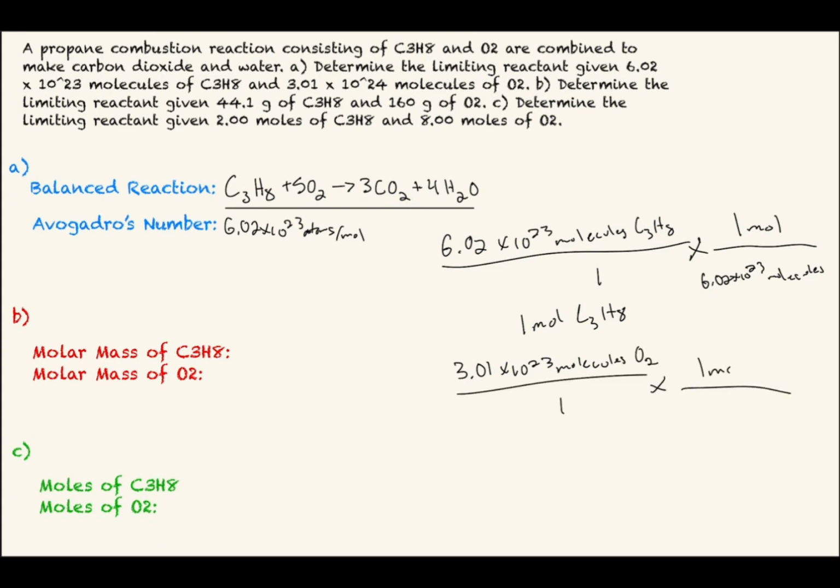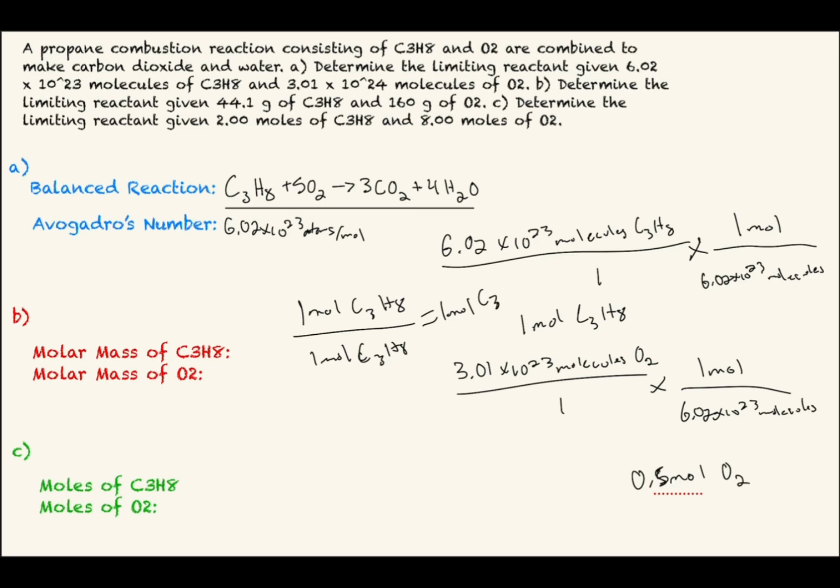And then we just need to do 1 mole divided by 6.02 times 10 to the 23 molecules. And that just gives us 0.5 moles of O2. And from here, we just need to use a balanced chemical equation. So we'll do 1 mole C3H8 divided by 1 mole C3H8, just giving us, pretty simple, 1 mole, right? And that's for C3H8. And then for O2, we're going to have 0.5 moles of O2 divided by 5 moles of O2. And once again, just going to be 1 mole of O2.